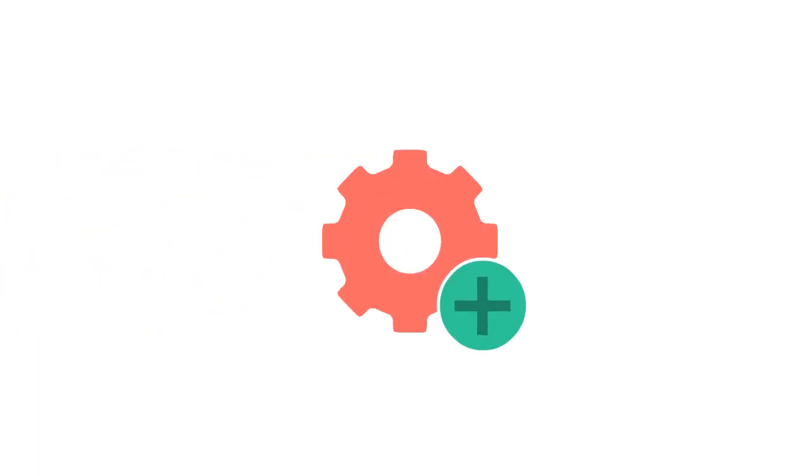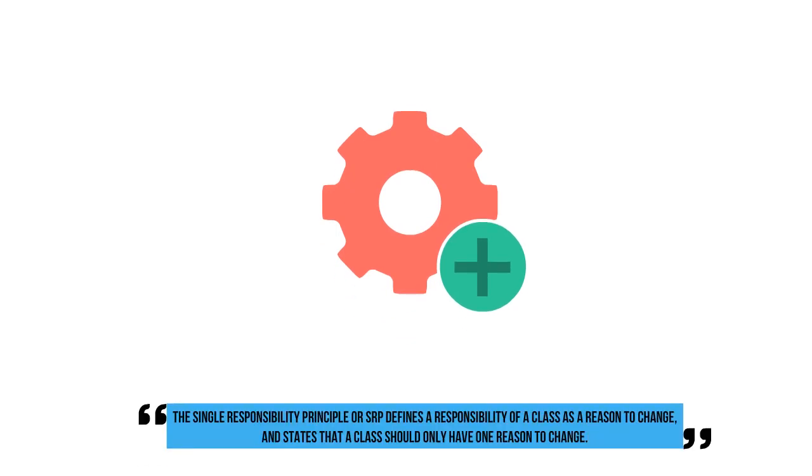Ideally, each service should have only a small set of responsibilities. The single responsibility principle, or SRP, defines a responsibility of a class as a reason to change, and states that a class should only have one reason to change. It makes sense to apply the SRP to service design as well.